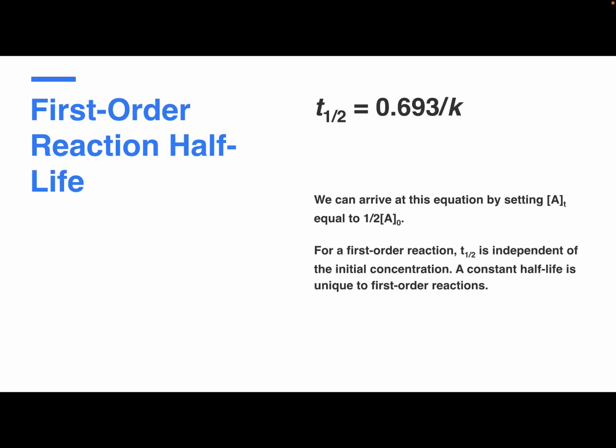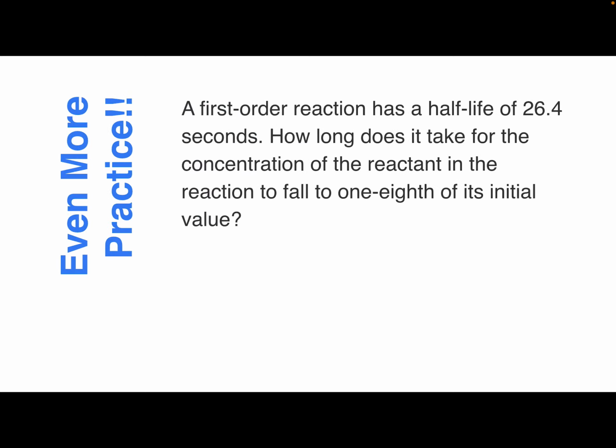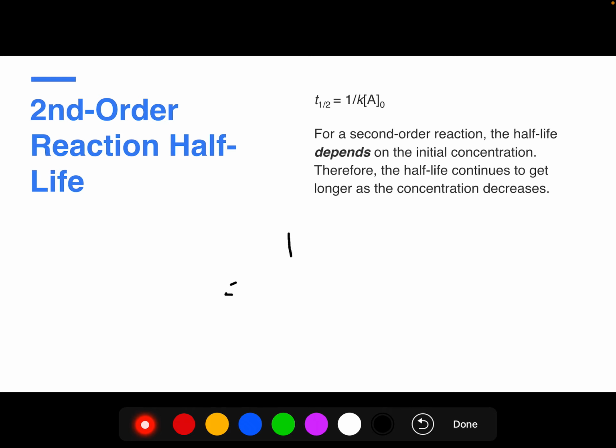The second is the only one that, notice, it does not depend on any concentration. Second order does depend on concentration. Another way to write this would be 1 over k times the initial concentration. So what this means is that with a higher initial concentration, you have a shorter half-life. And as the reaction proceeds and you get less and less concentration, your half-life is actually going to get longer and longer.